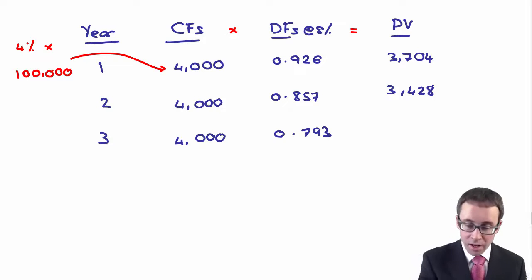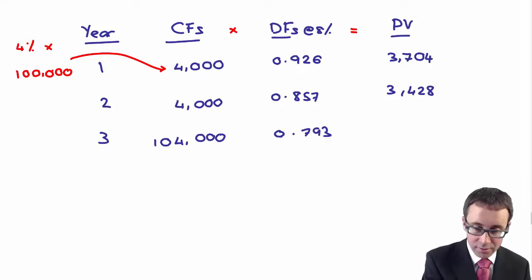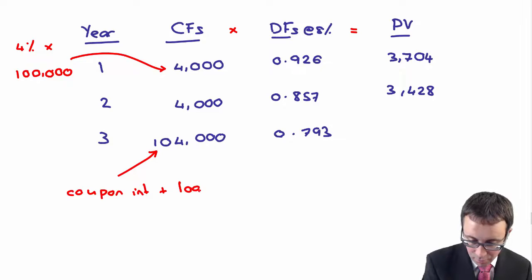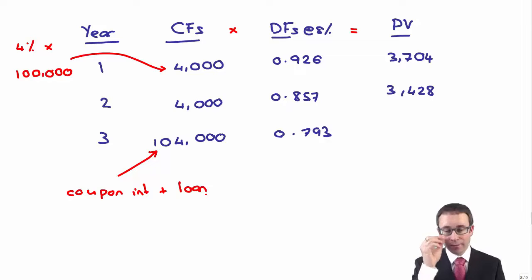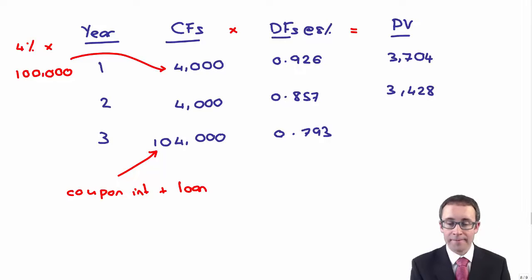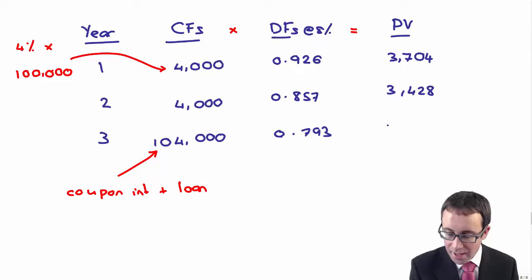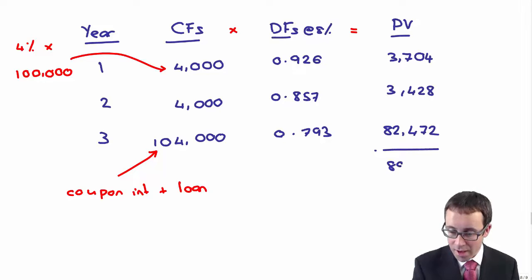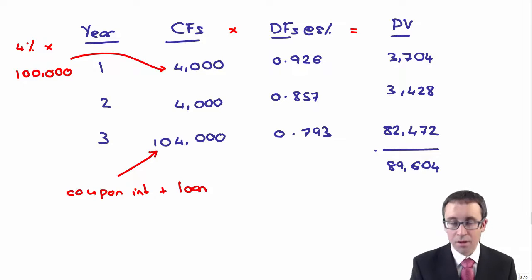Is it 3428? You need to be careful with the cash flows, however, in that third year, it's not only just the coupon interest, it's also the amount of the loan as well. So the 100,000 redemption plus the 4,000. Okay, so keep an eye out on that there. If you tap that in, is that 82472? Which, when you total that up, does that give me 89604?